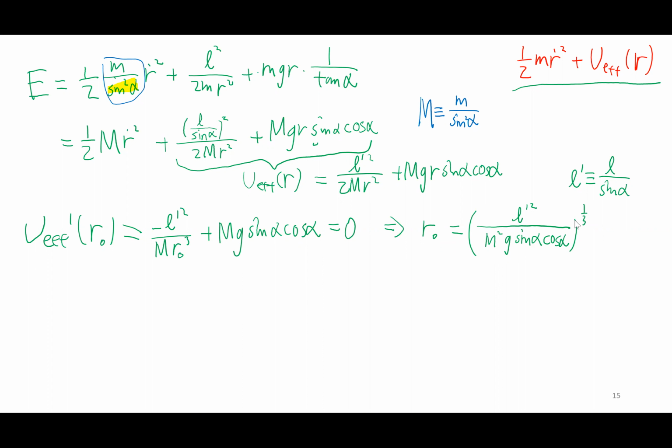So now if I take the second order derivatives, what do I have? The U effective double prime is the following.